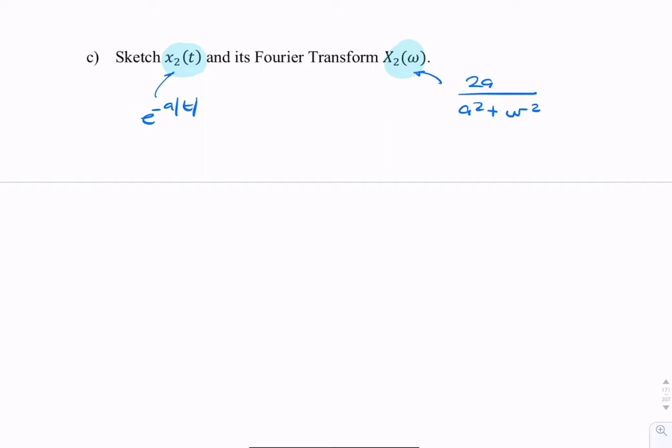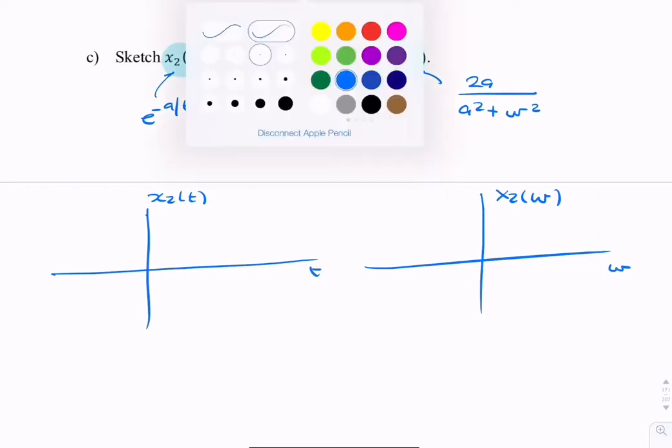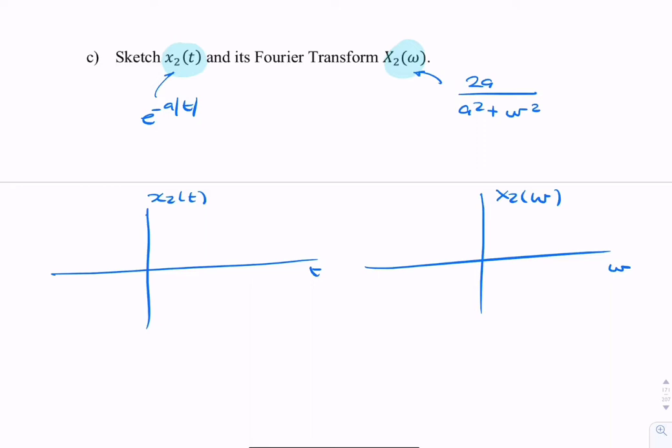So we want two plots, one as a function of time and one as a function of frequency. x2 of t, x2 of omega. So our plot, it's a double-sided exponential. It would look something like this. And we need to label that point there as 1. So to get the full mark, you would need annotated axes and that value 1 there.